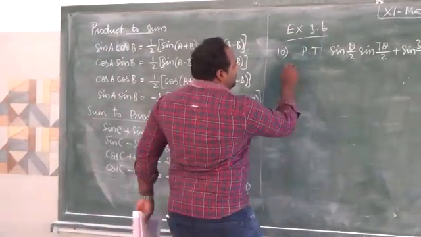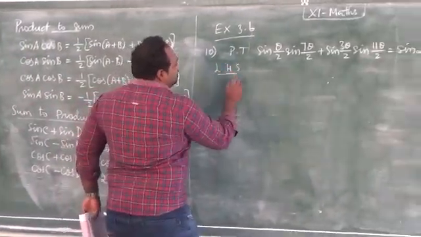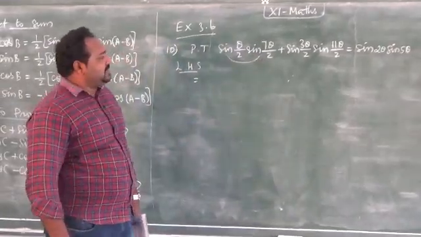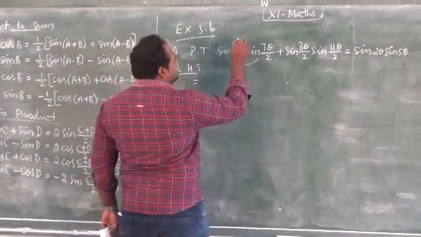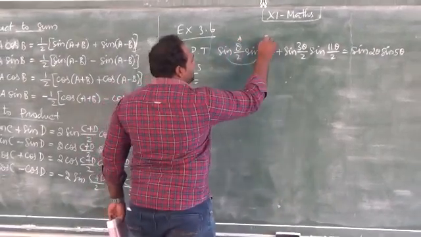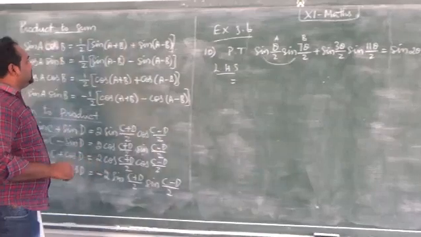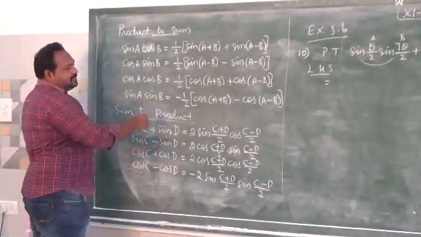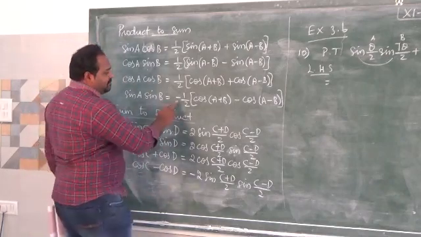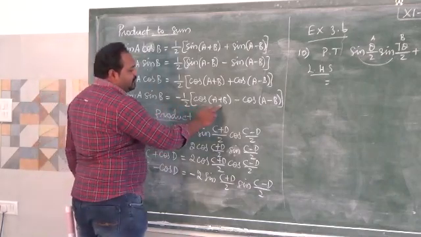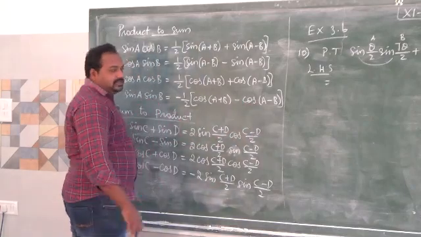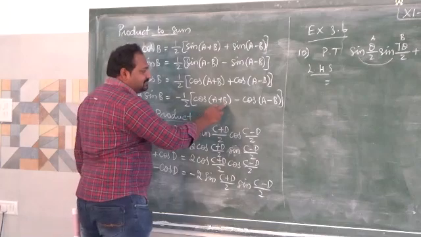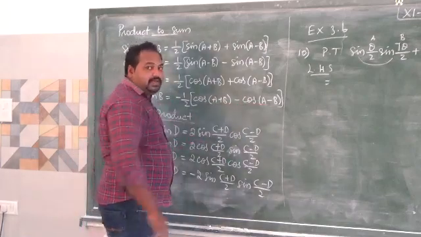I am going to take the LHS. Sin theta by 2 sin 7 theta by 2. If you see this, you can identify it is a form of sin A sin B. It's a product to sum identity. Sin A sin B can be written as minus 1 by 2 cos of A plus B minus cos of A minus B. We have another way, plus 1 by 2 cos of A minus B minus cos of A plus B, also we can write.